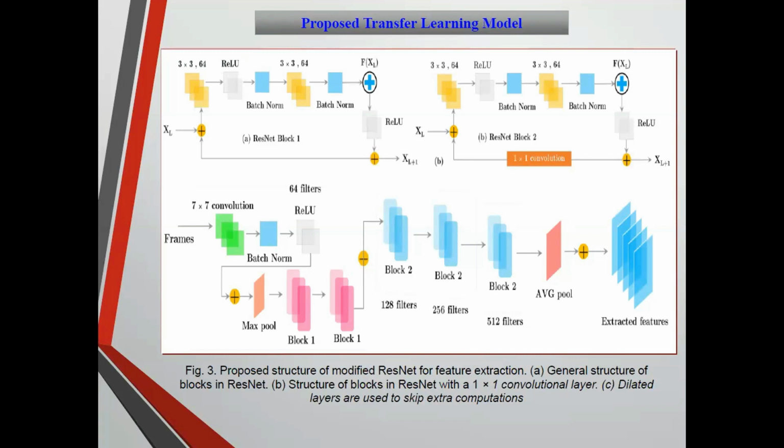So that's why the first two layers of the ResNet are based on GoogleNet. The rest you see here: the 7x7 convolution layer with 64 output channels and a stride of 2, followed by a 3x3 max pooling layer. So that's why in this proposed structure of modified ResNet for feature extraction.